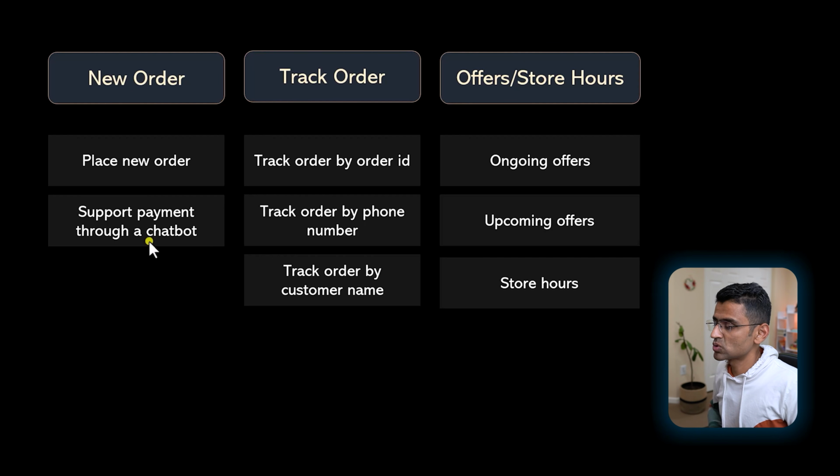But a business user will say, okay, why don't you support credit card or debit card payment in your chatbot? You can also have tracking features. You can track by order ID, track by phone number, track by customer name. You can have other features as well, such as offers and store hours and so on.